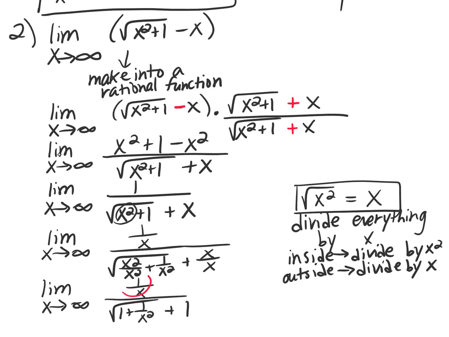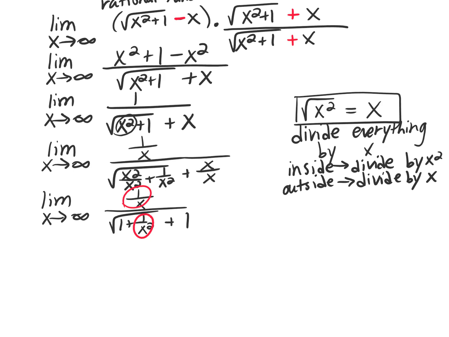Same rules apply as before. Any of the fraction pieces, or anything left with a variable in the denominator, will go to 0. So we end up getting 0 over the square root of 1 plus 1. We don't get 0 over 0. We do end up getting 0 over 2, which is equal to 0.